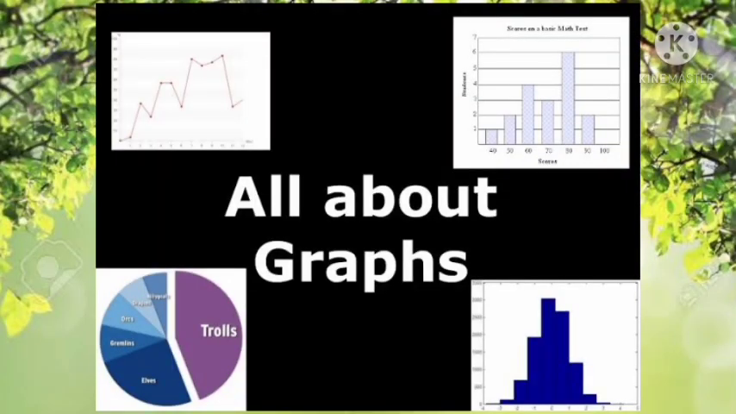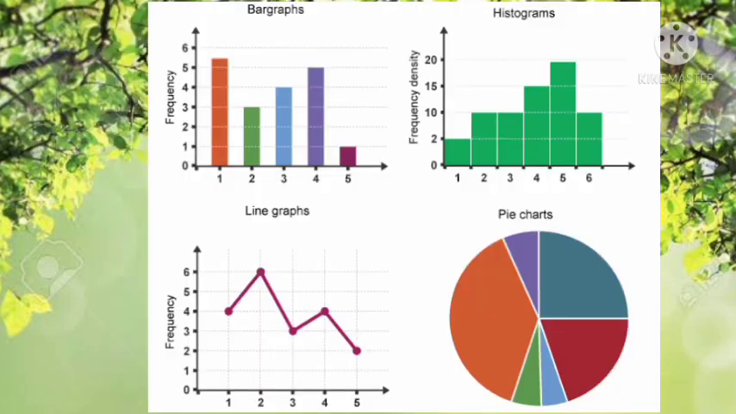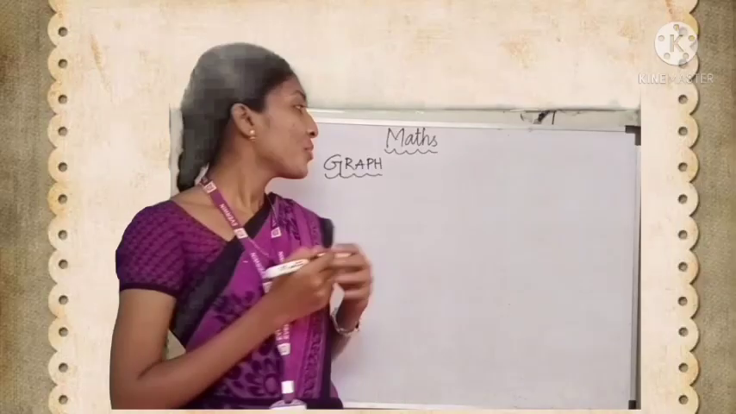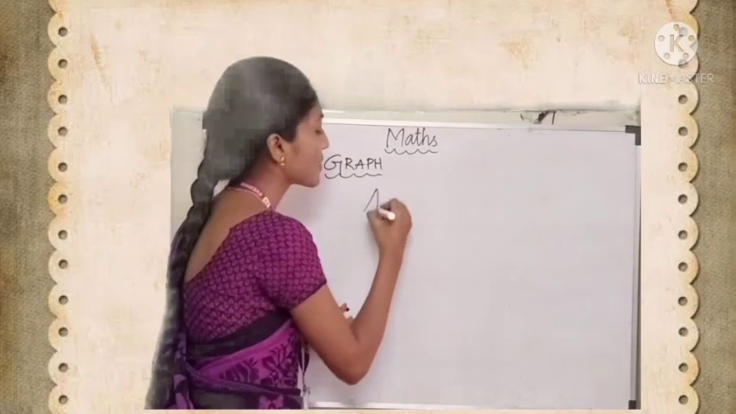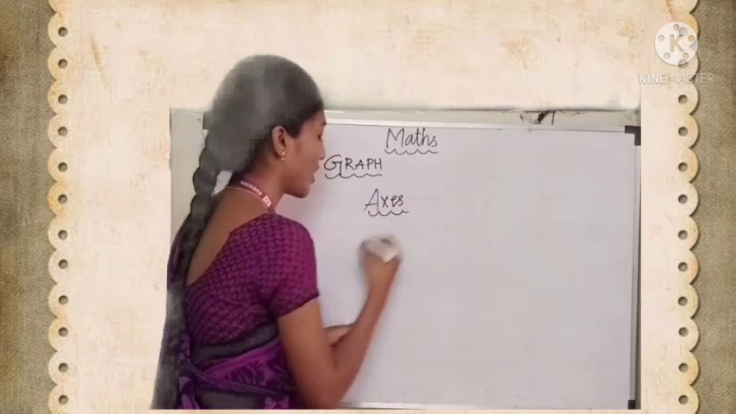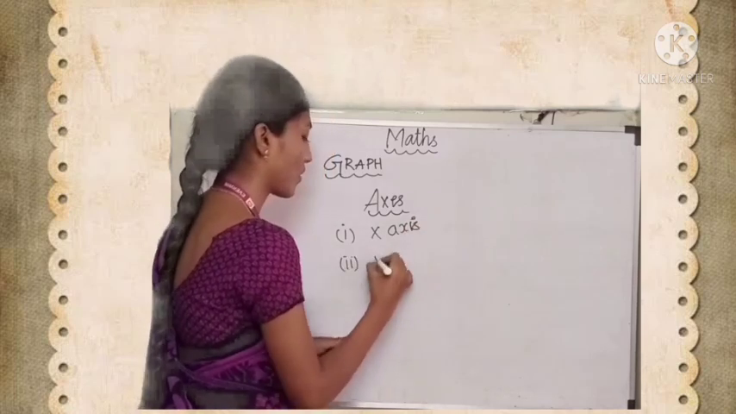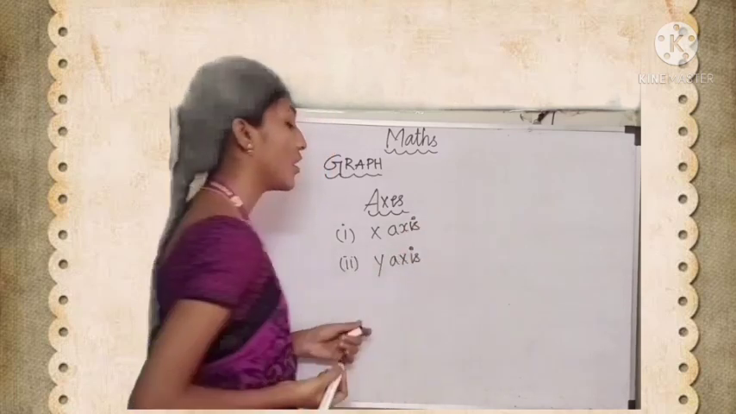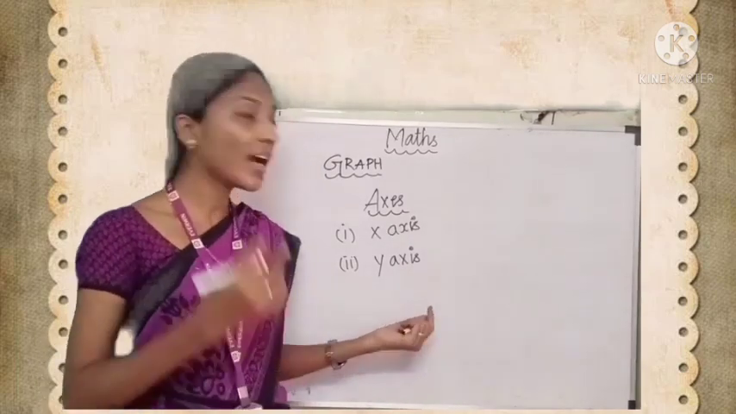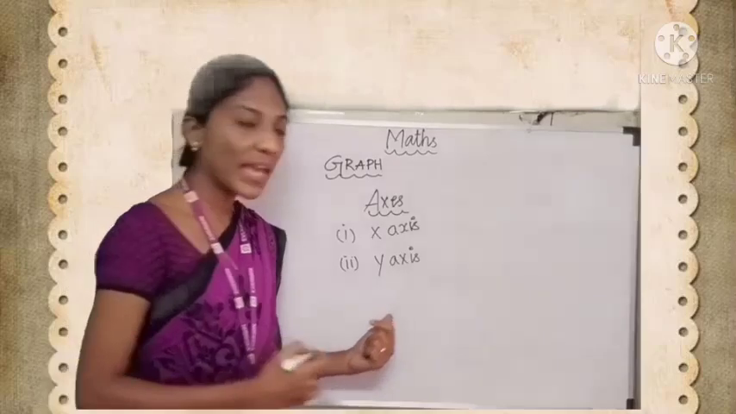Next, about graphs. We know that data are represented in the form of chart, table or graph, which is easy to understand. We can easily compare and predict the answer. So in a graph there are two axes, x-axis and y-axis.